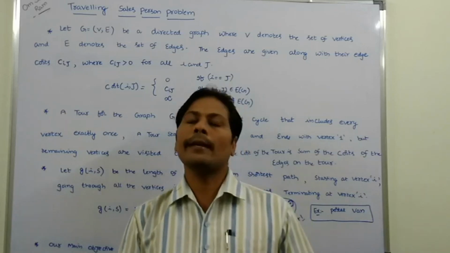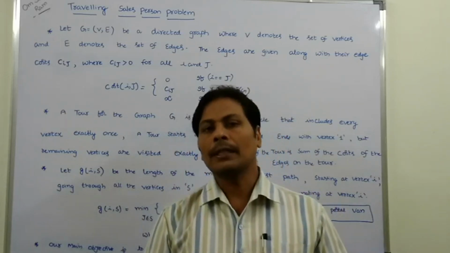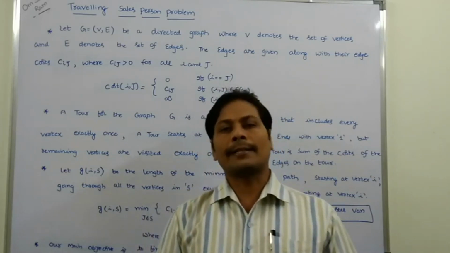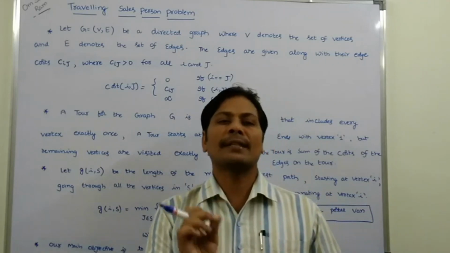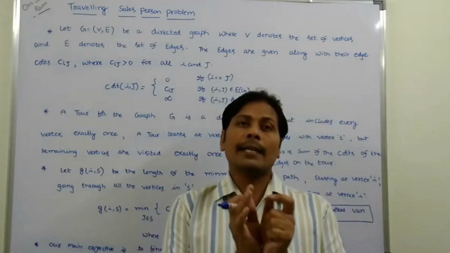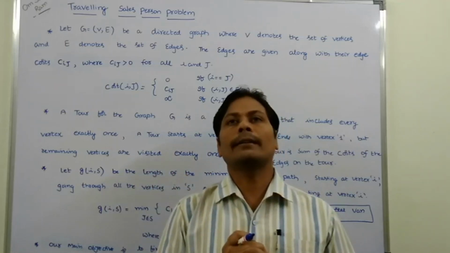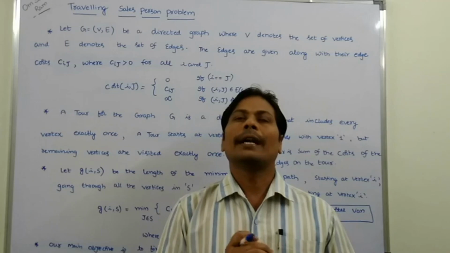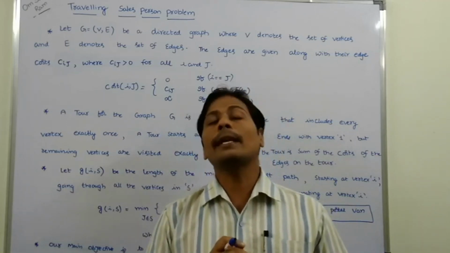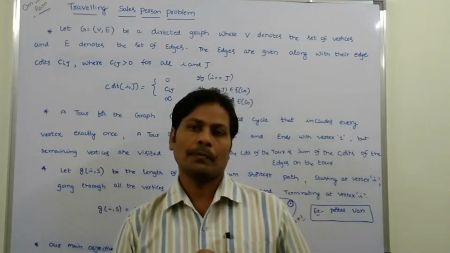Now, how to describe the traveling salesperson problem? Suppose G = (V, E) is a directed graph. In that, V represents the set of vertices and E represents the set of edges. And edges have some edge cost in the graph G. Its cost is represented by Cij. Cij value is always greater than 0.